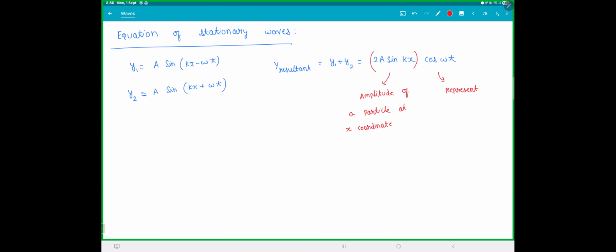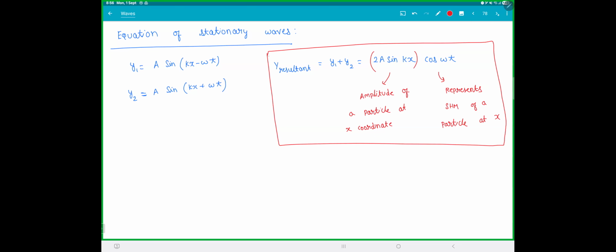A stationary wave is all particles in SHM, right? And all have different amplitudes. And particles are in phase in a loop. So we will see that. This represents SHM of a particle at x. For now, this is our equation. There is a more general equation we'll see later on.